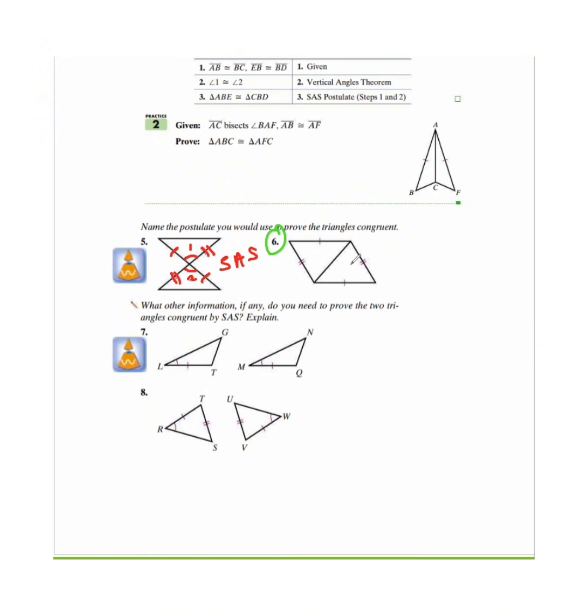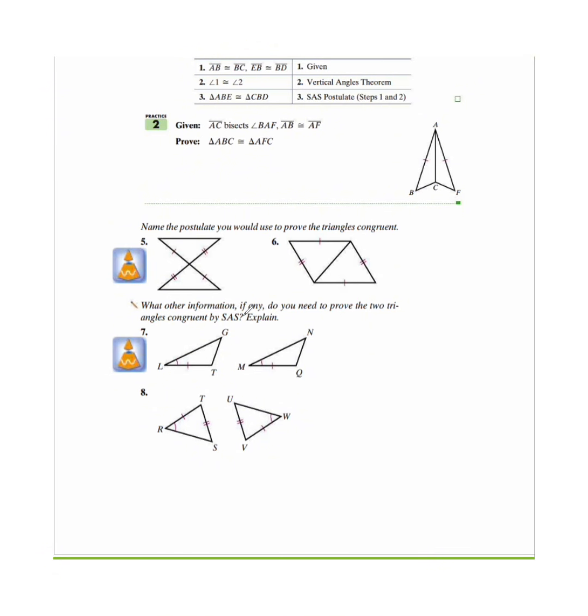Let's look at question number 6. I have two sides given congruent to each other, this side, and then those two sides that are congruent to each other, and then those two sides that are congruent to each other. Along with that, we have a line which is common between the two triangles. So applying the reflexive property for this line, we now have three sides. So this will be proven congruent by using SSS postulate.